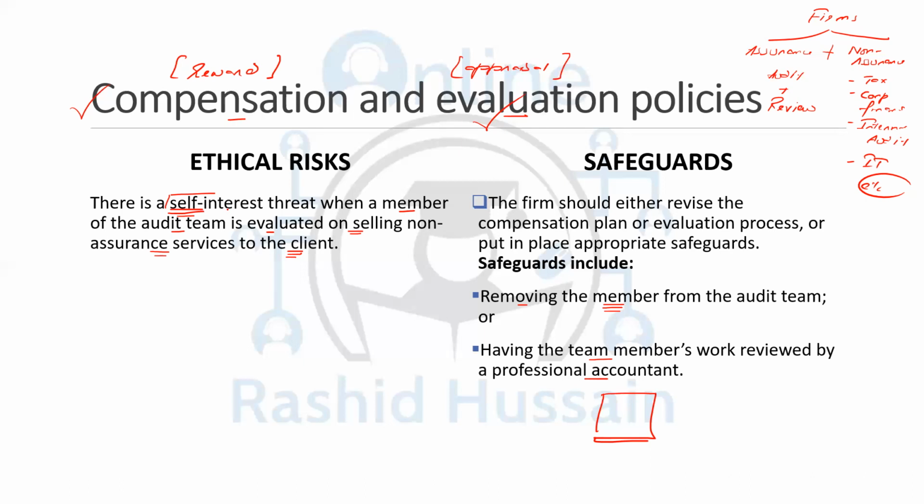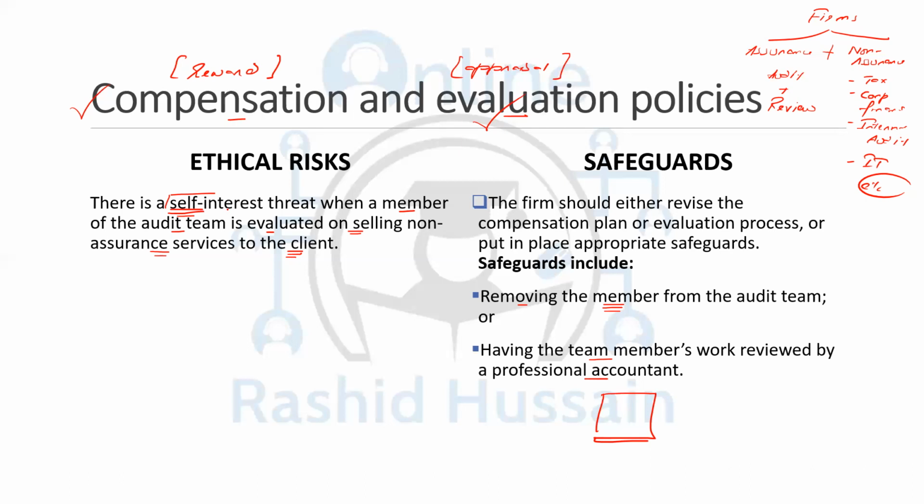Because, for example, if I am the person who is being told that your salary will be increased if you convince the audit client on taking non-assurance services from us, maybe I tell the client that okay, you just take the non-assurance services from us. I'll not make you unhappy in the audit. Whatever you say, I'm going to accept that. I'll not ask many questions. I'll keep it simple. You just take the non-assurance services from us because my bonus is dependent on that. So this is a clear self-interest threat.